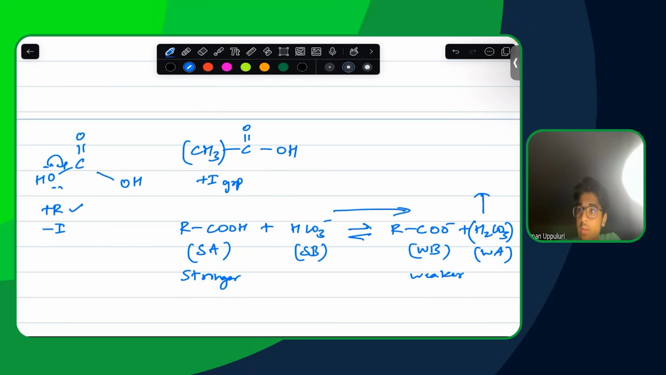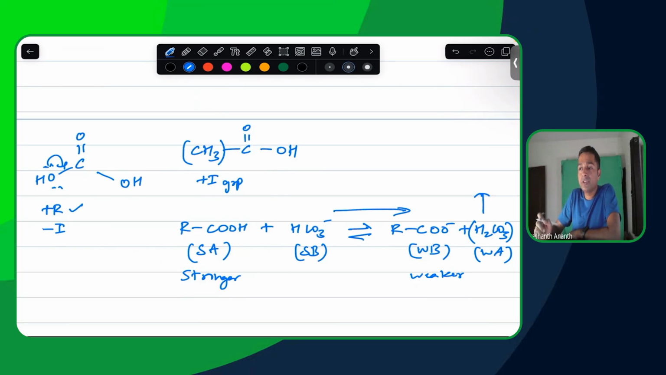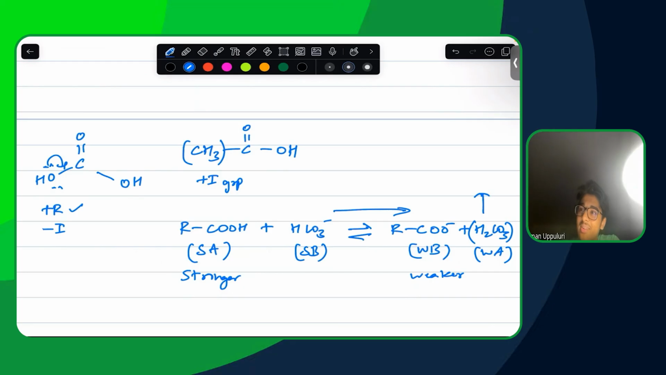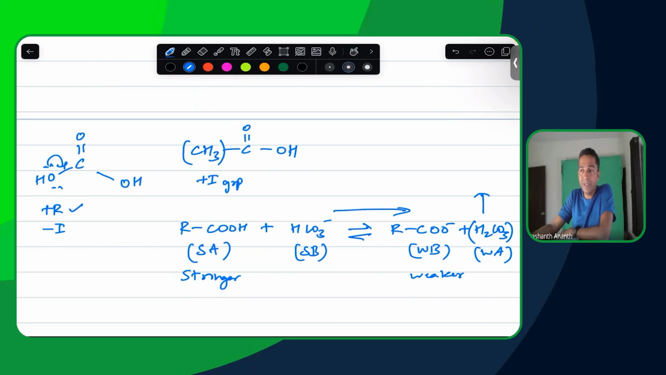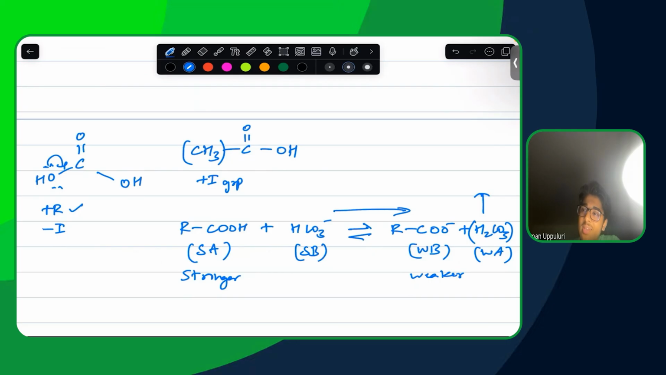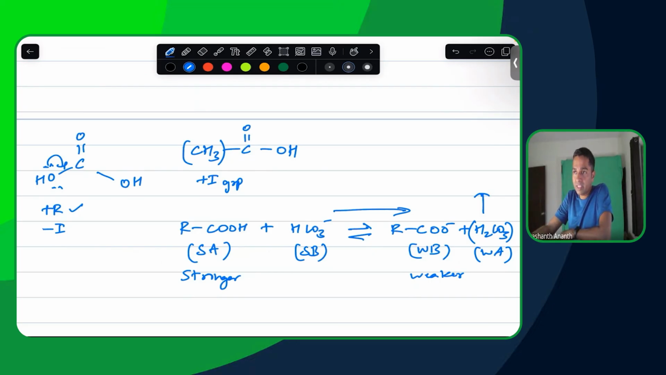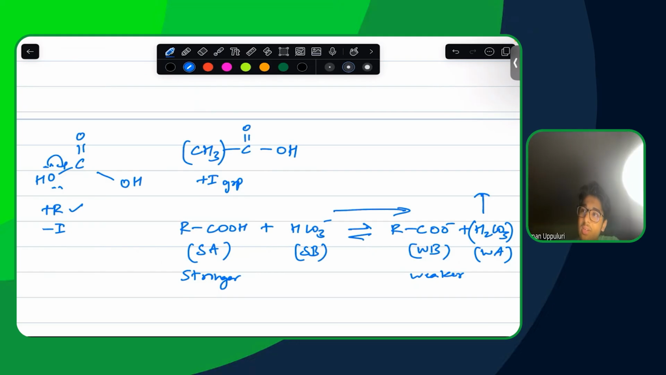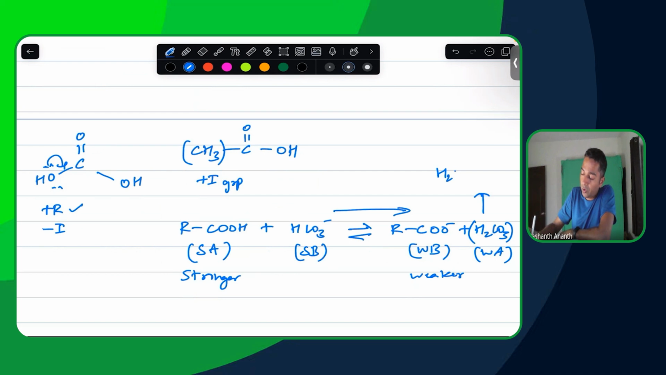If I'm having a soda bottle, like a bottle of Mirinda, and I'm keeping it open, what happens to it? The gas escapes. What do you mean by gas escape? It's supposed to be carbonic acid inside, right? So what's happening? It decomposes to give you H2O and CO2.